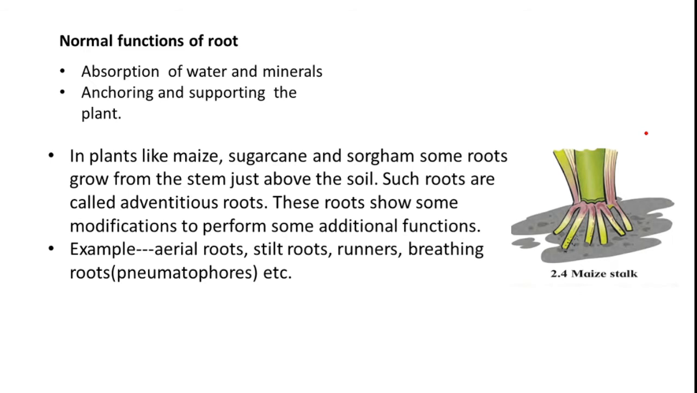In plants like maize, sugarcane, sorghum, etc., some roots grow from the stem just above the soil. Such roots are called adventitious roots. In this picture of this maize stalk, you can see some roots are growing just above the soil, so that these roots are not under the soil. Such roots are called adventitious roots.